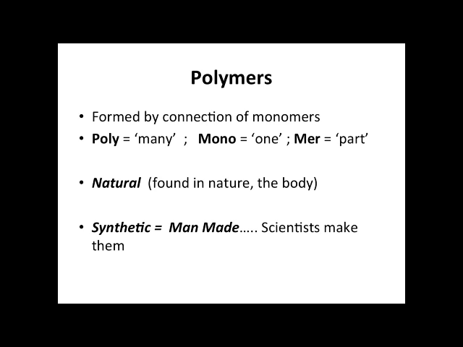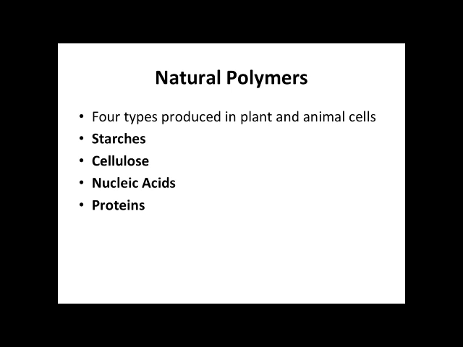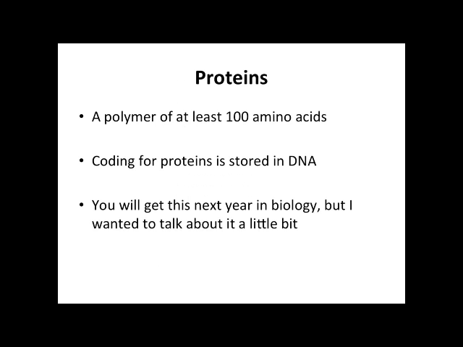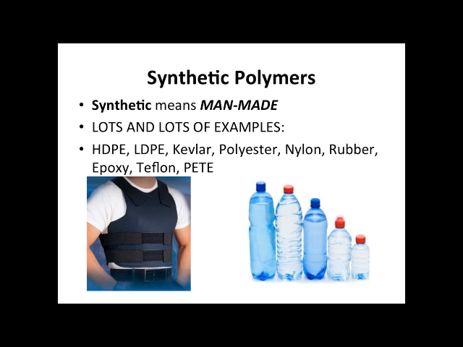So when we think about polymers, there are many different natural polymers: starches, cellulose, nucleic acids, which is DNA and RNA, and proteins, all things you'll talk about in biology. And then we have synthetic polymers, and there are countless synthetic polymers. HDP, LDP are like plastics. We have Kevlar, which are bulletproof vests, rubber, epoxy, Teflon, which are nonstick coatings, polyester and nylon, different types of materials we use in our clothes. PET is what they currently use in most plastic bottles.